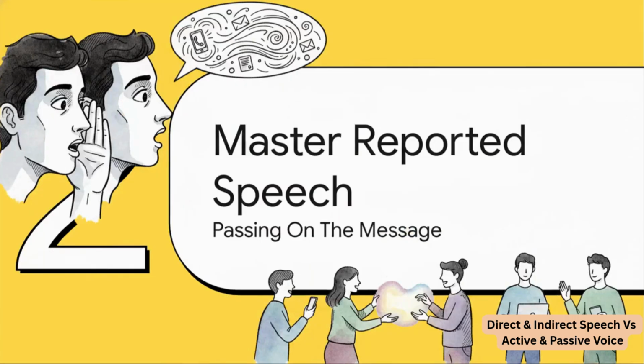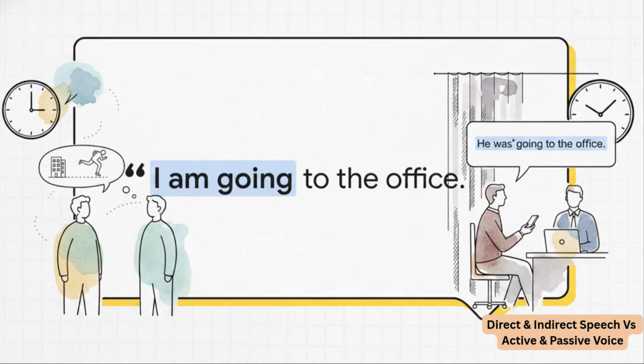Section 2. Mastering reported speech. Passing on the message. Let's move to our first major topic, reported speech. This is where we stop quoting directly and start summarizing what other people have told us. Honestly, this is an incredibly common everyday skill, whether you're catching up with a friend over coffee or writing a formal business email. Imagine a colleague tells you, "I am going to the office."